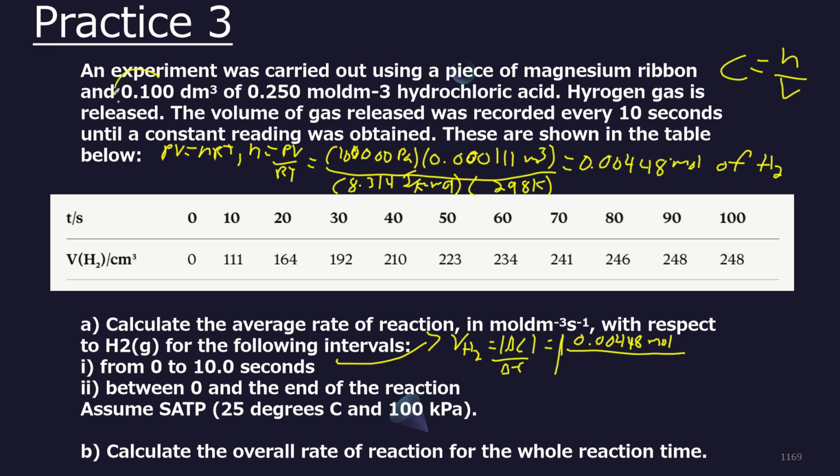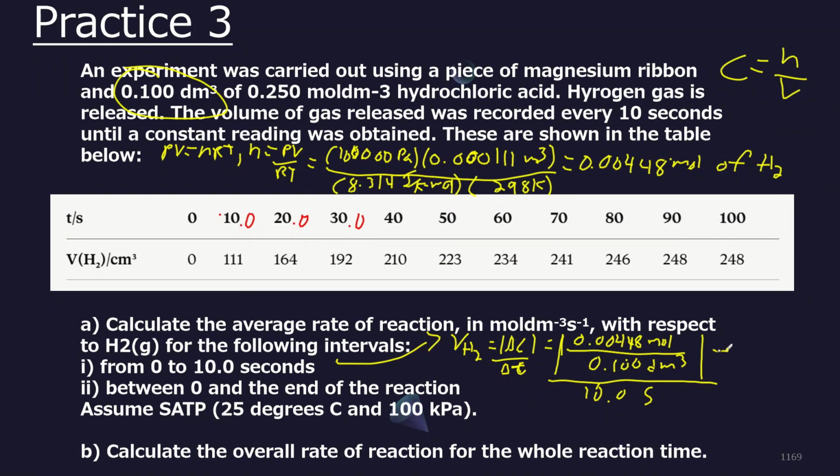So that is 0.1 decimeters cubed. And now we want our rate to be in mole per decimeter cubed per second. So I will just use this as it is, 0.100 decimeter cubed. So that will give us a concentration, which we need, and divide this by the time. That is 10.0 seconds. I know these times in the data table here don't have those 0.0, but let's just imagine for a significant figure's sake that we have that.